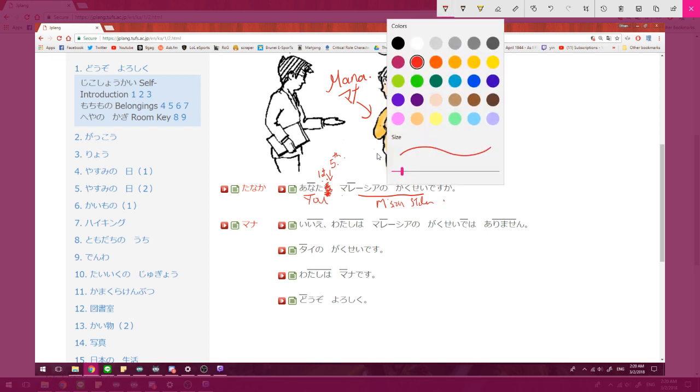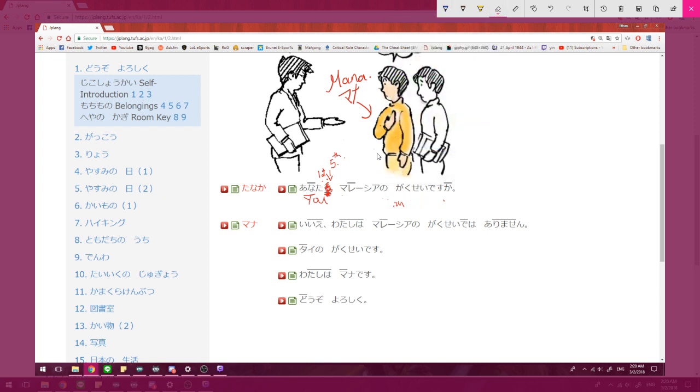Let's change the ink because I really dislike using red. Okay, so just "anata mo Malaysia no gakusei desu ka?" For now, pretend this mo is a wa. Now what we've learned is ka means question. So what we know is you and Malaysian student, and then question mark. So we can bring our sentence to: are you a Malaysian student? That's a question.